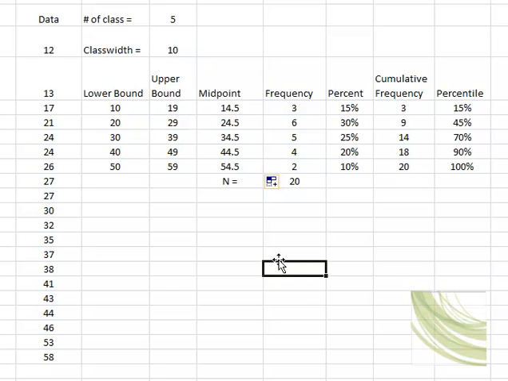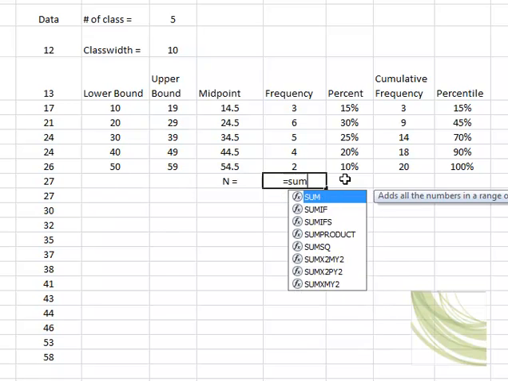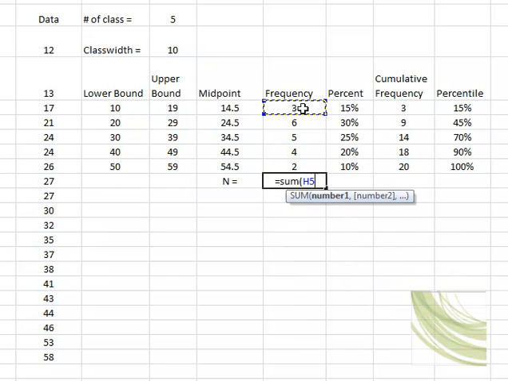So now we want to know the sum of frequency, or say how many data points in total. Certainly we know it is 20. But here we can use the function equals SUM of frequency. So we had 20, that's the sample size. And then the next, we want to compute percent. Percent is also called relative frequency. So relative frequency is frequency divided by total frequency.